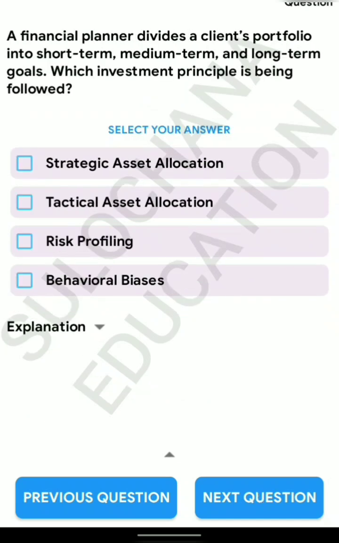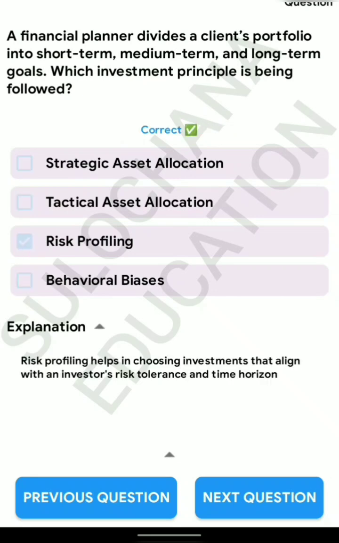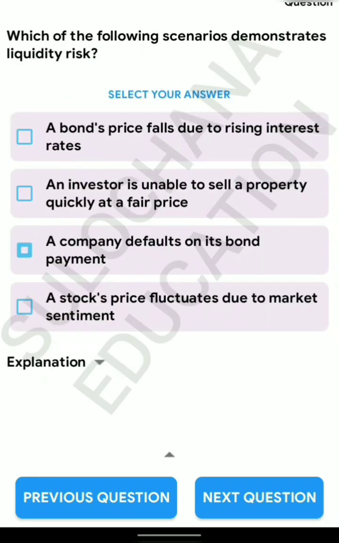A financial planner divides a client's portfolio into short term, medium term, and long term goals. Which investment principle is being followed? Options are, and the correct answer is C, risk profiling. Risk profiling helps in choosing investments that align with an investor's risk tolerance and time horizon.